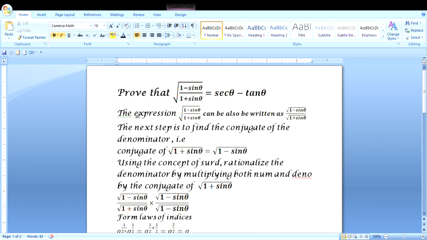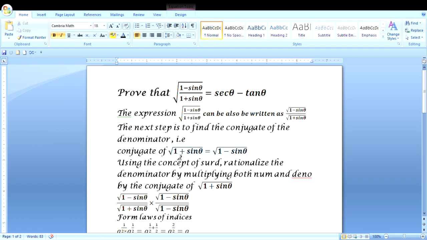Now, the expression the square root of 1 minus sine theta over 1 plus sine theta can also be written as the square root of 1 minus sine theta divided by the square root of 1 plus sine theta. The next step is for us to look at the denominator, the square root of 1 plus sine theta, and obtain the conjugate. To move forward, we technically use the approach of surds, so that's why we need to look at the conjugate of the denominator.